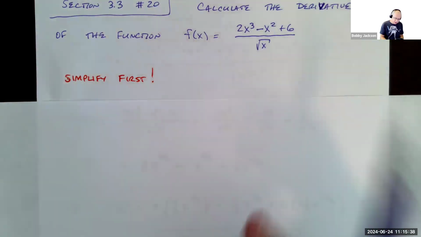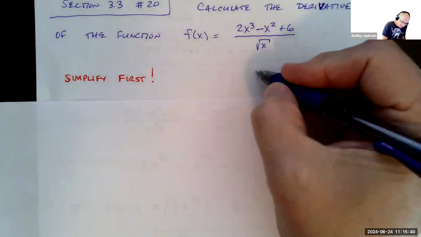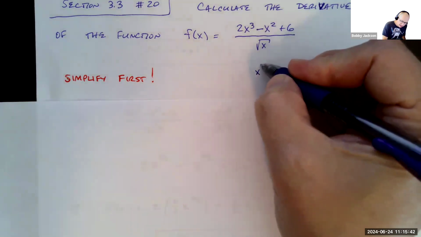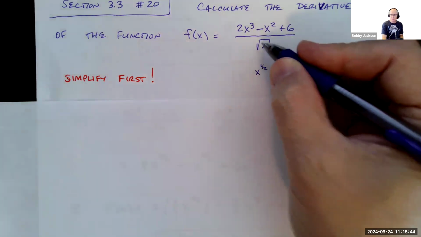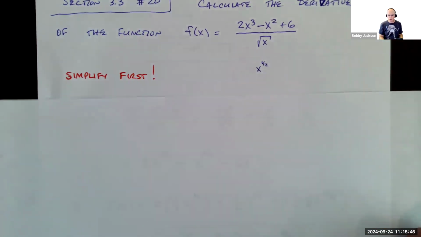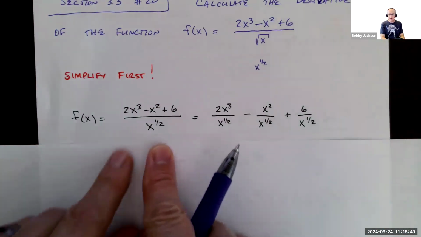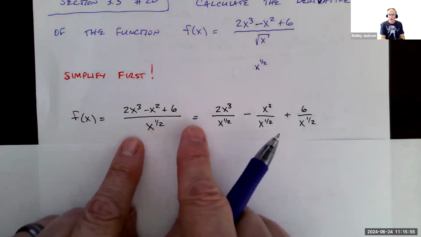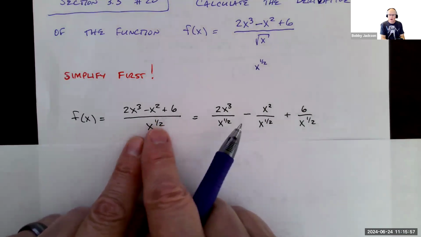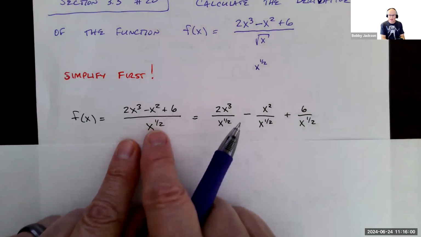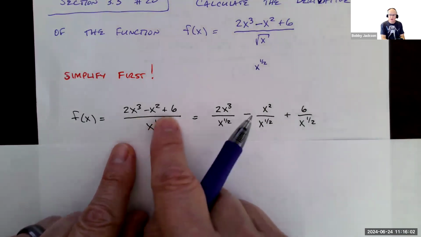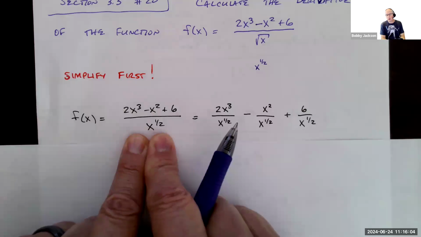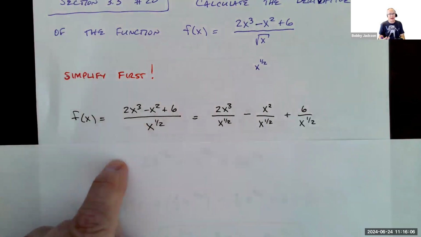Well, remember, first of all, square root of x is the same as x to the 1/2 power. So rewrite that. And since I have a monomial, a single term in the denominator, I can rewrite this by distributing essentially, because this x to the 1/2 is dividing each of these terms. Again, dividing by x to the 1/2 is the same as multiplying by x to the what? Negative 1/2, the reciprocal.